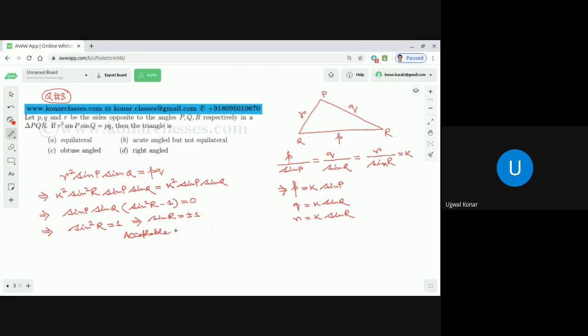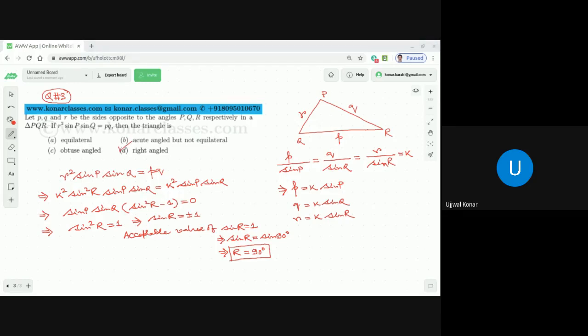So the acceptable value of sine R is equal to 1, because sine R cannot be equal to minus 1. So now from here, sine R is equal to 1 means what? What value of sine is 1? Sine 90 degree is 1. So this implies R is equal to 90 degree. So what we get is that it is a right angle triangle. And eventually we get the correct option as option D, dear students.